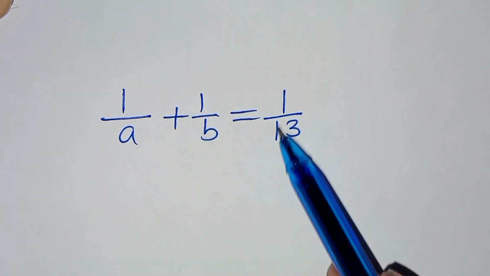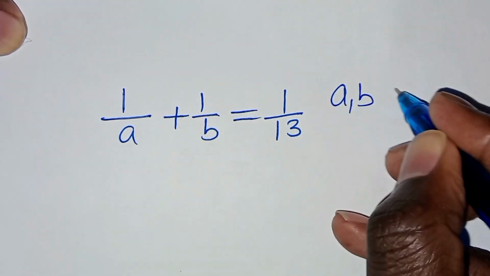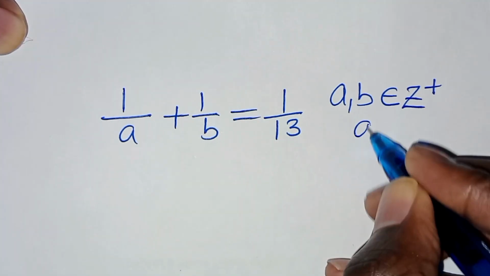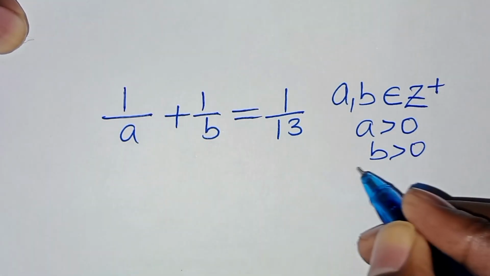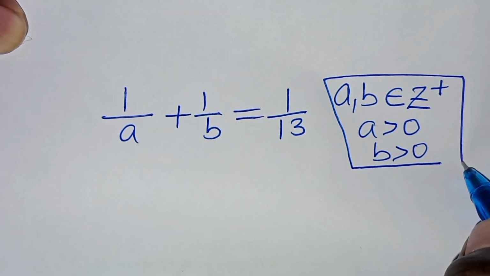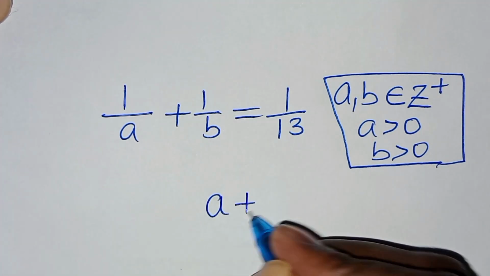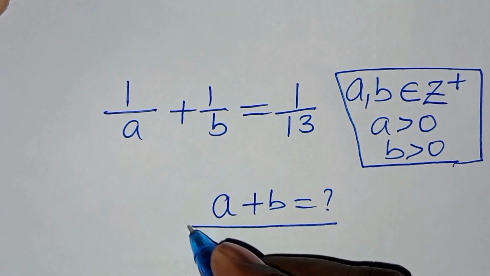You are welcome to solve this nice algebra problem, which is 1 over a plus 1 over b, equal to 1 over 13. Given that a and b are positive integers, and a is greater than 0 and b is greater than 0, what is the value of a plus b?